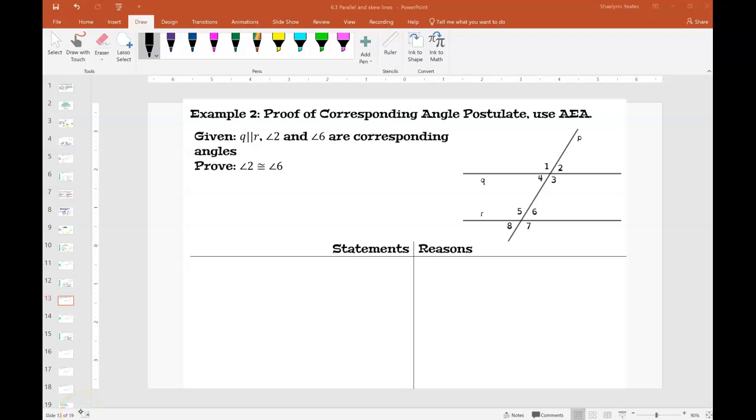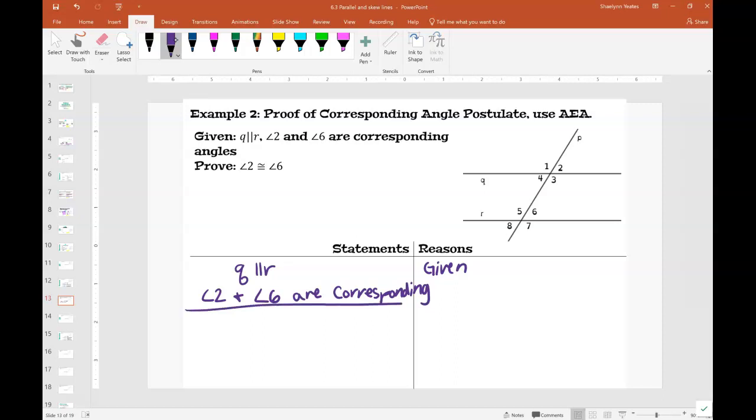All right, so in this video, we are proving the corresponding angle postulate, and we're going to use alternate exterior angles to prove this. In this case, we are given that Q is parallel to R. That's our given. We are also given that angle 2 and angle 6 are corresponding. That's not going to tell us much right now. Our goal is just to prove that they are congruent. So, both of those are given information. I'm just going to include them on the same line. Here, we're trying to get to angle 2 is congruent to angle 6.